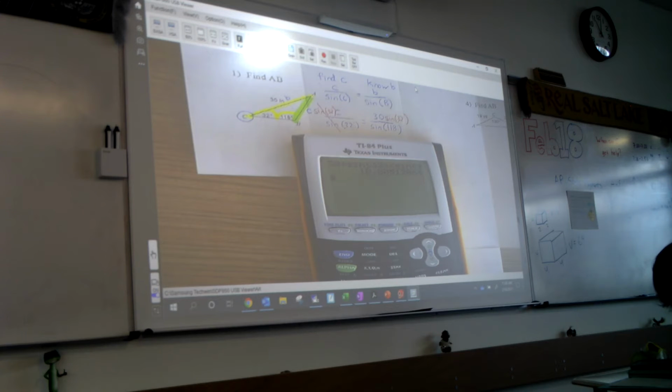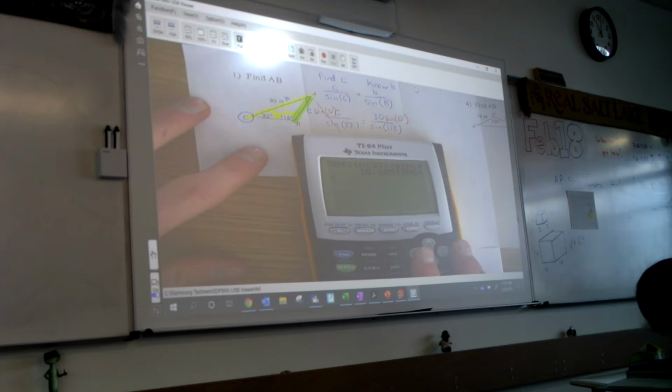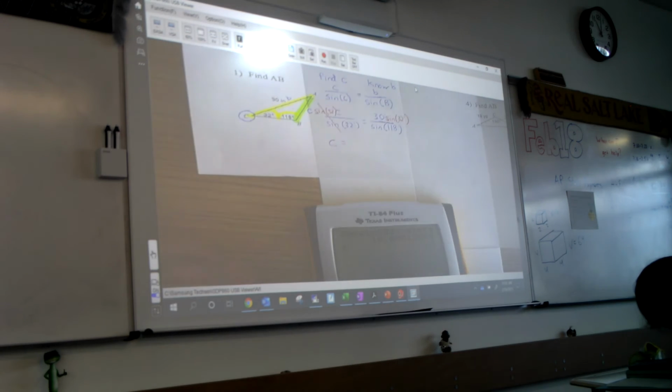When I did, I got 18. We're rounding to the nearest tenth, so 18 even. Now, what is our units for this? 18 what? Good job. Okay.